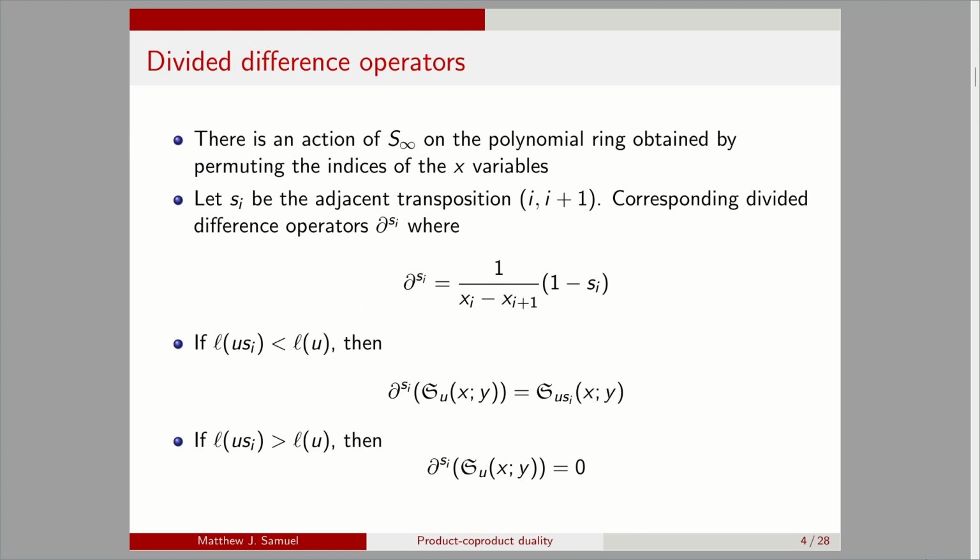And these act very nicely on the double Schubert polynomials. We'll see why in a moment. If the length of u s_i is less than the length of u, then partial_i applied to S_u of x and y gives you S_{u s_i} of x and y. If the length of u s_i is greater than the length of u, then partial_i zeroes out the double Schubert polynomial S_u of x and y.